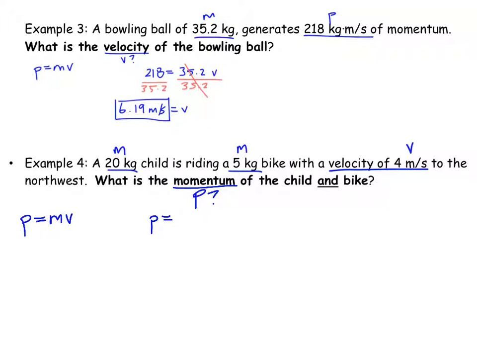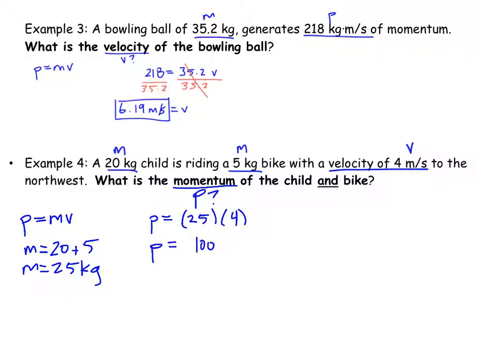Now my mass is not just a single number. My mass is the mass of the child, which is 20 kilograms, plus the mass of the bike, because the child is riding the bike. So that gives me a mass of 25. So my total combined mass is 25 kilograms. That is what I plug in here for m. And the child and the bike are moving at 4 meters per second. So when I multiply 25 times 4, I get 100, and my units for momentum are kilograms times meters per second.